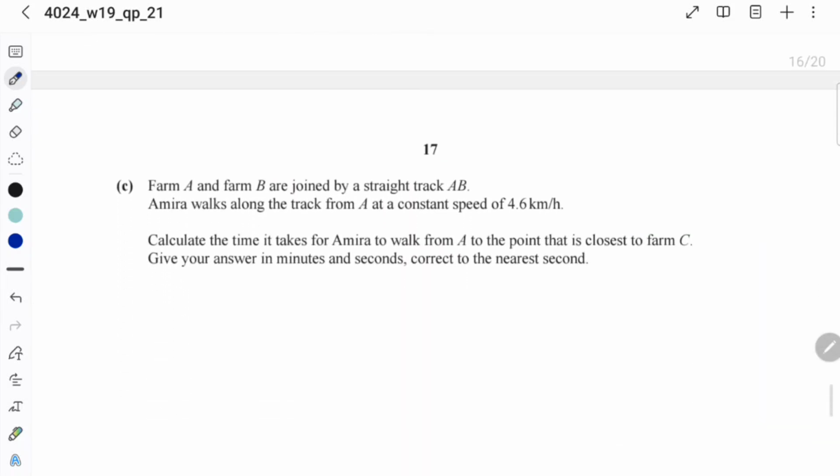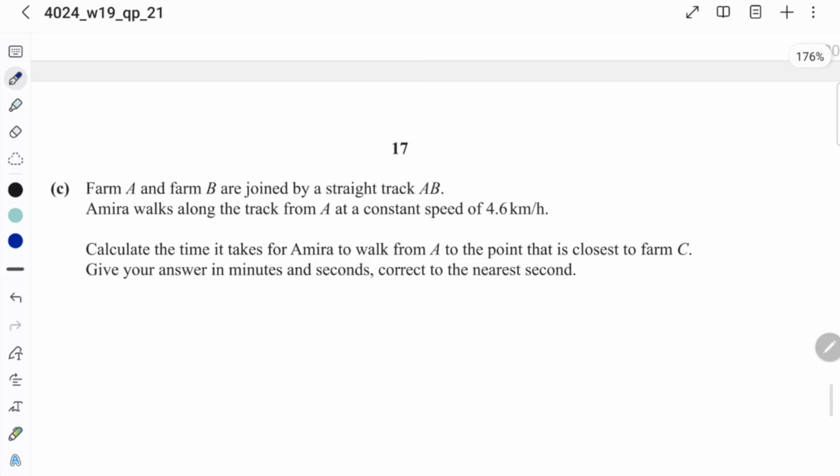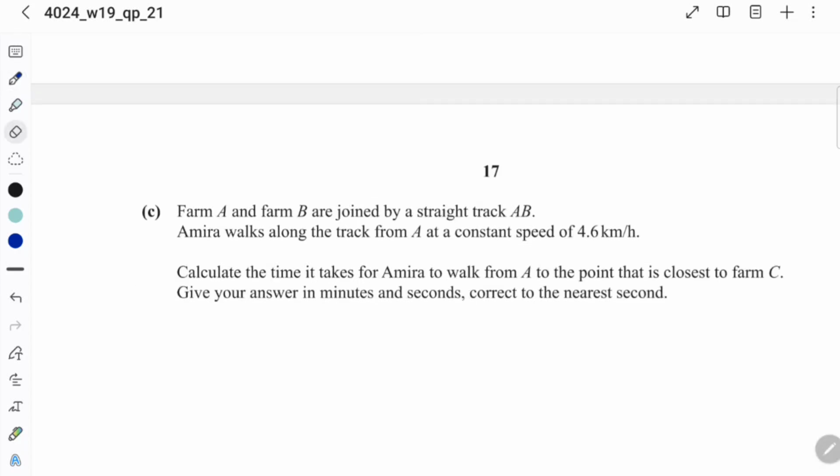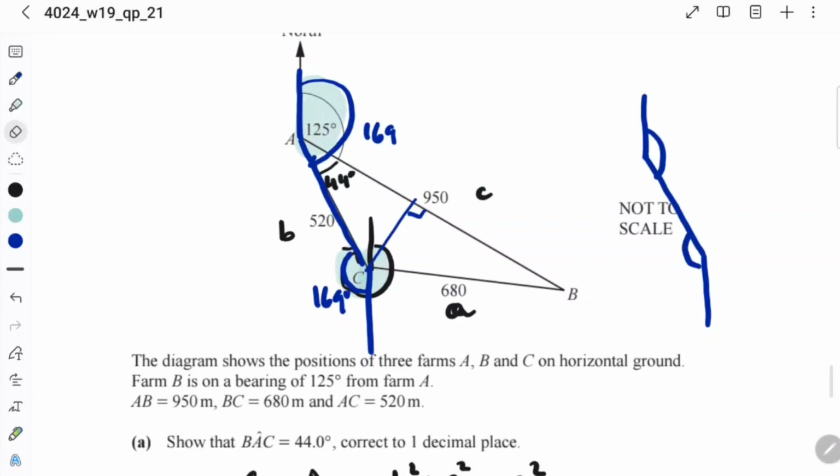Now the next part is: farm A and farm B are joined by a straight track AB. Amira walks along the track from A at a constant speed of 4.6 kilometers per hour. Calculate the time it takes for Amira to walk from A to the point that is closest to farm C. Give your answer in minutes and seconds correct to the nearest second. In this question, farm A and B are joined by a straight line. We'll have to see the diagram and then we can understand it.